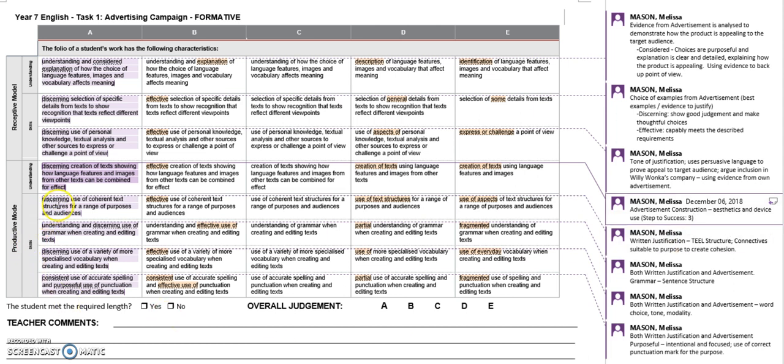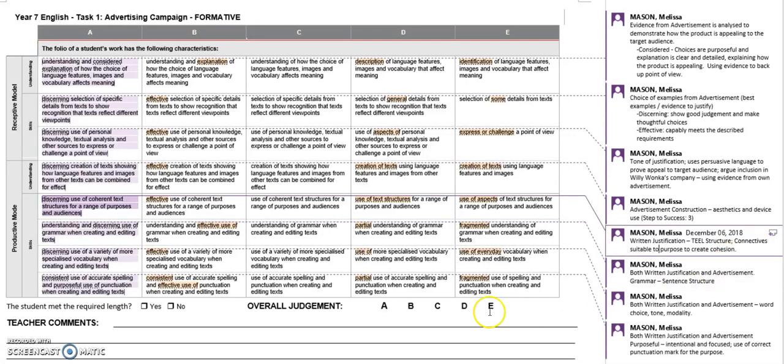In the productive mode, we're looking at 4 things. This is really the skills that students need to use. So discerning use of coherent text structures and a range of purposes for audience. This is our written justification, looking at our TEEL structure. So topic, elaboration, evidence, and link. Where use of connectives that are suitable to purpose and to create cohesion. Again, students have had exposure to the use of connectives suitable to purpose. Ask them to grab out their Blue Book handout, which is on their Frayer model handout from their explicit thinking lesson.